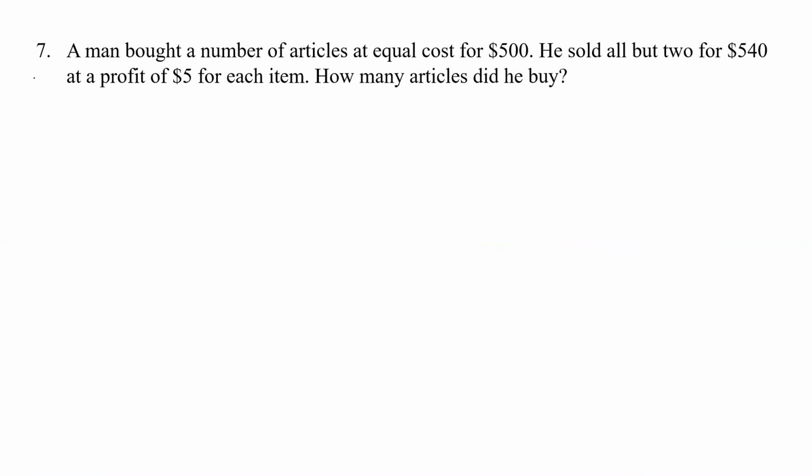All right, so our A, our P, and our T. So he bought it for 500. He sold it for 540. So let's say that's X and that's P like we've been doing. Now he sold all but 2, so we're going to subtract off 2 there. And he made a profit of $5 each, so P plus 5. Now we solve for that middle column. P equals 500 over X, and here we get P plus 5 equals 540 over X minus 2.